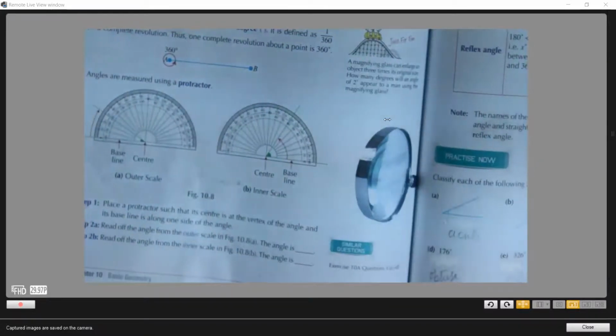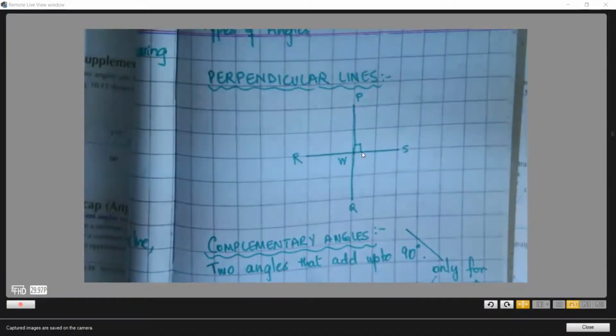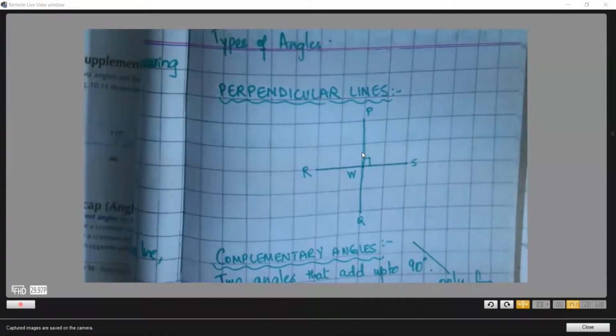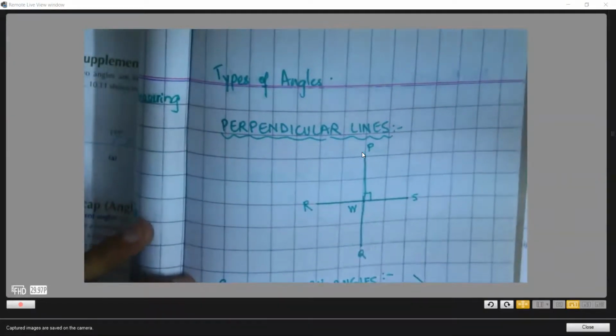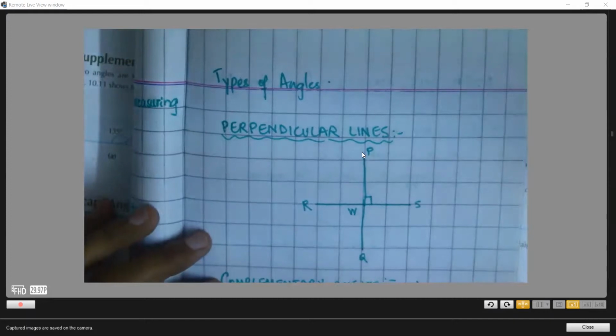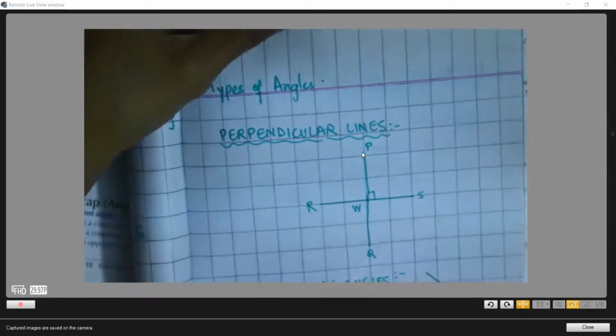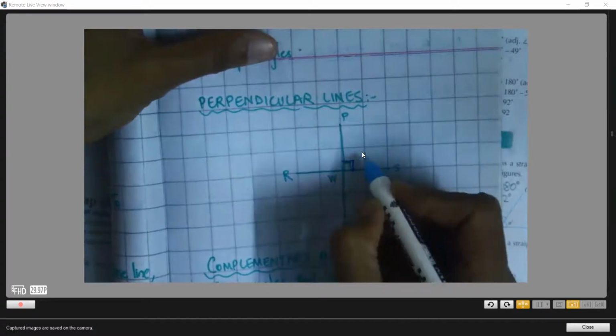So there are different types of angles. We have already discussed that. What's a reflex angle? Angles between 180 and 360. Right. What are perpendicular lines? Perpendicular lines are intersecting lines. That intersect at 90 degrees. Yes, they intersect, but they intersect at 90 degrees. This symbol represents 90 degrees.